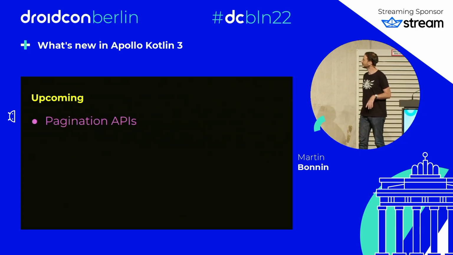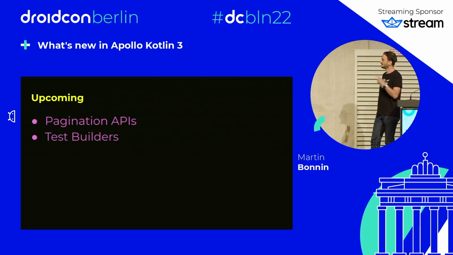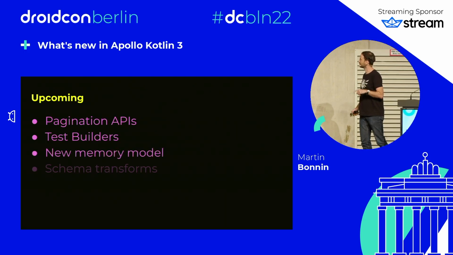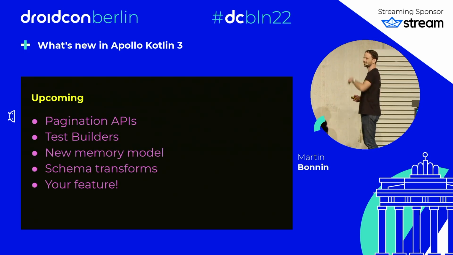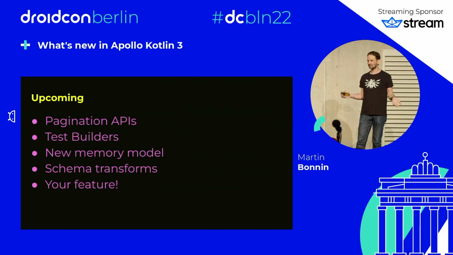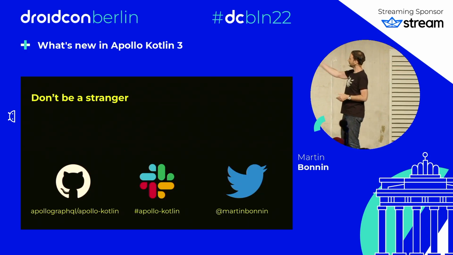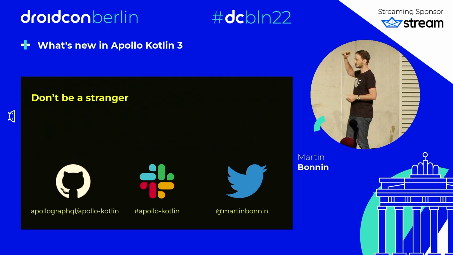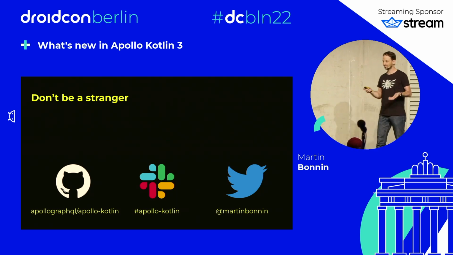And there's a lot more stuff we're working on: pagination APIs, which is the current focus. We want to improve the test builders, new memory models, schema transform, and more. And I will conclude with this. Also, your features. This is all open source, this is community driven. So if you have something, a pain point, a new use case, please reach out, either on GitHub; we are also active on the Kotlin Lang Slack and on Twitter. And we can work together to make things happen.